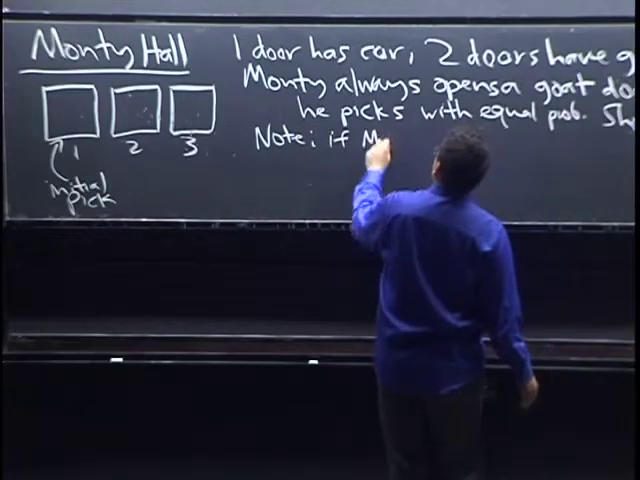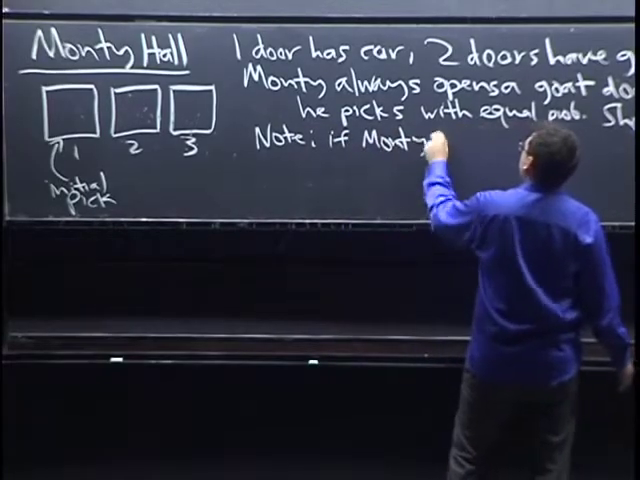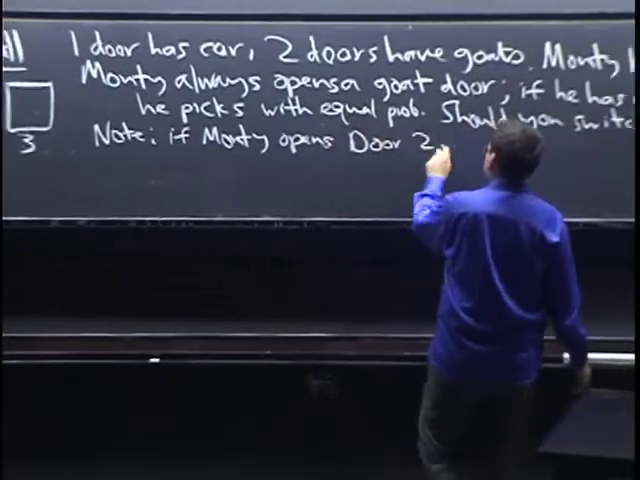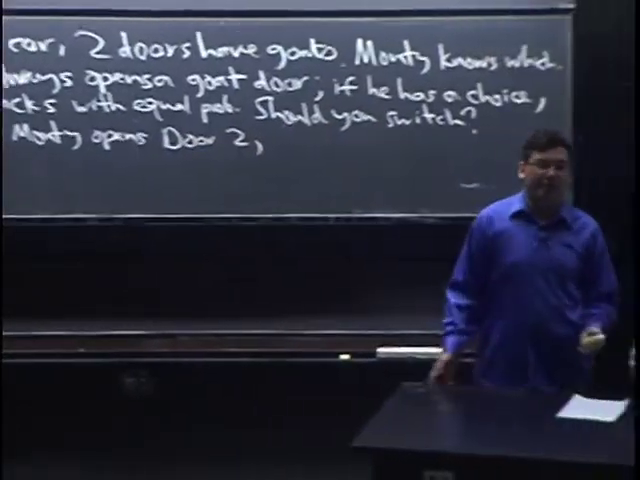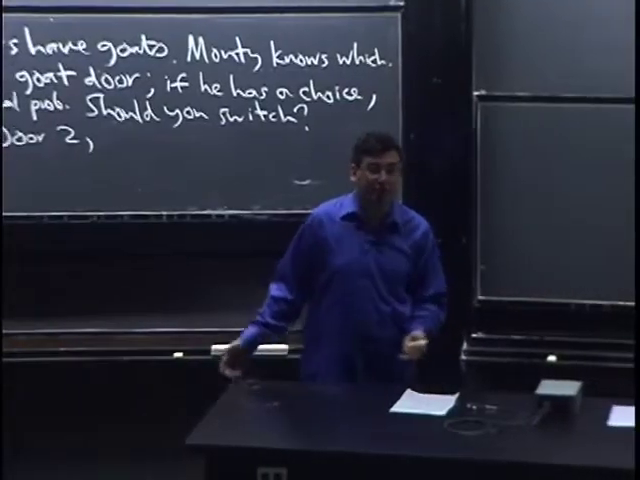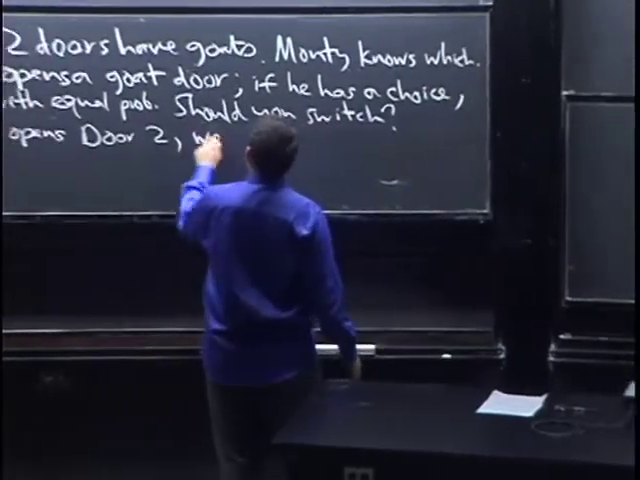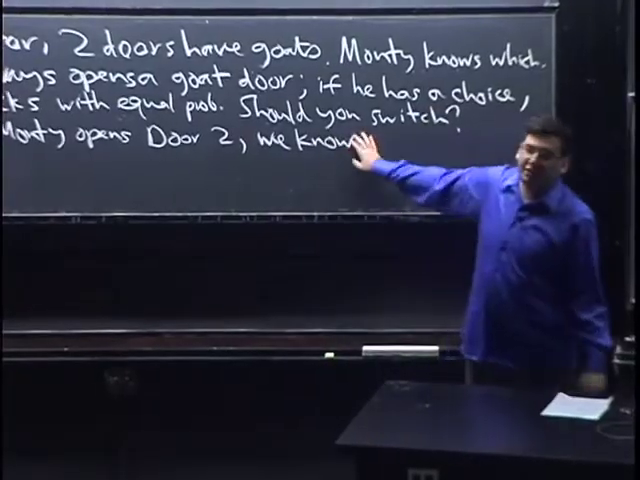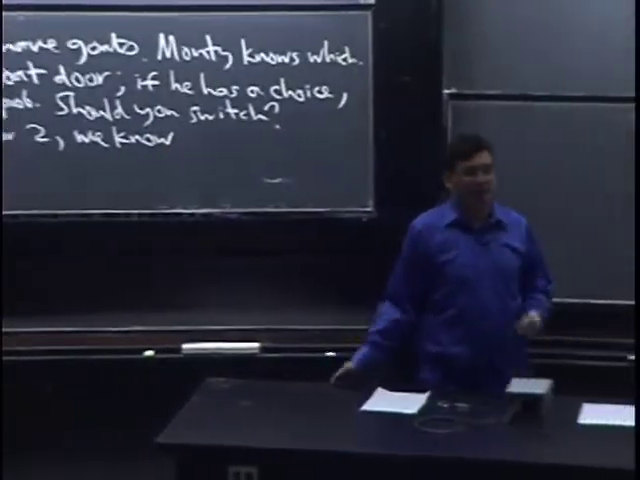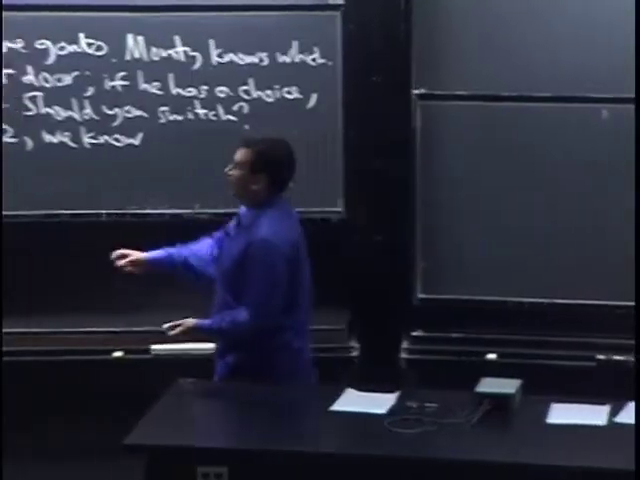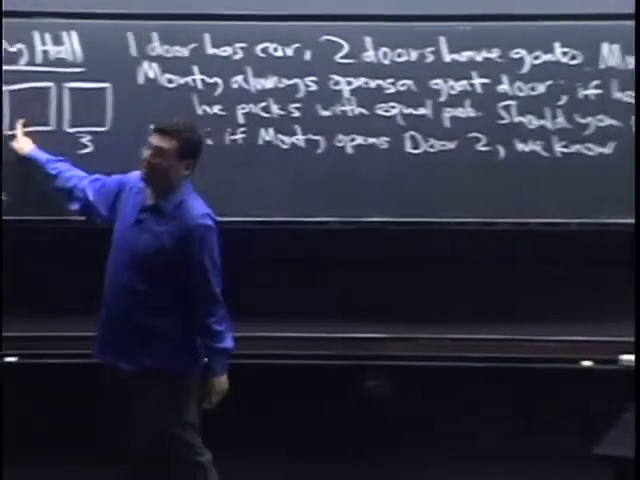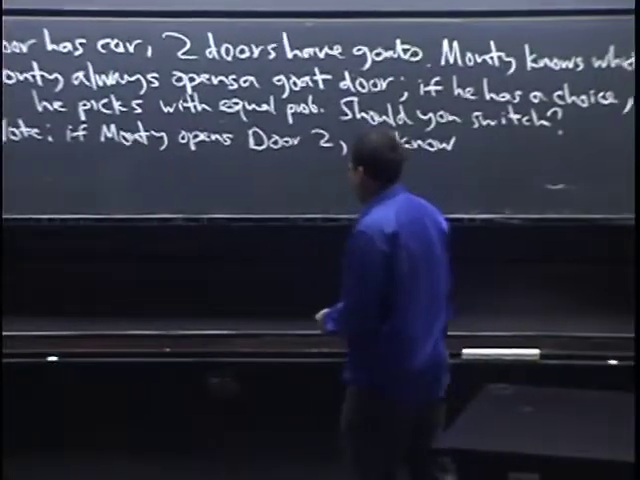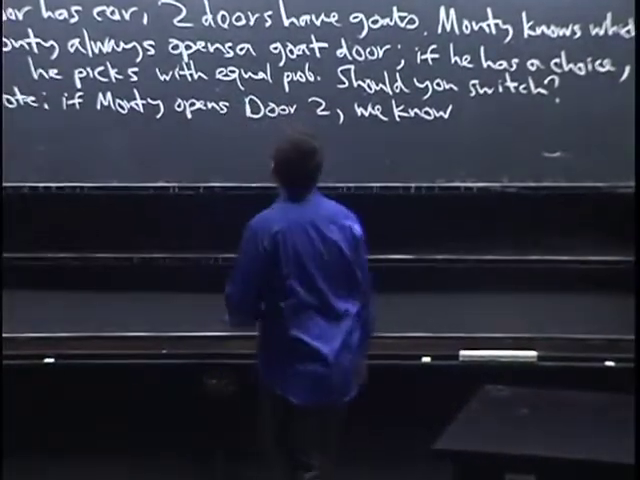Suppose that Monty opens door 2, just for concreteness. Well, obviously we know that door 2 has a goat. But the kind of naive approach would be, well, let's just condition on the fact that door 2 has a goat. And originally it was 1/3, 1/3, 1/3, and we're getting rid of this, so then it's still 1/2, 1/2 for these. There's a subtle flaw in that reasoning.